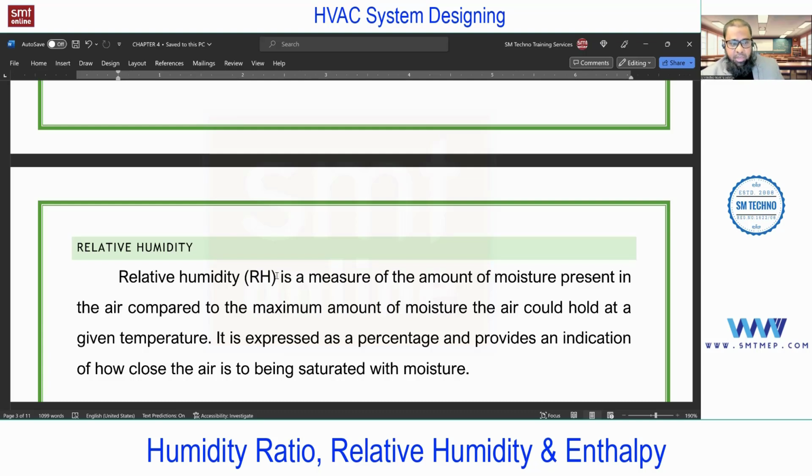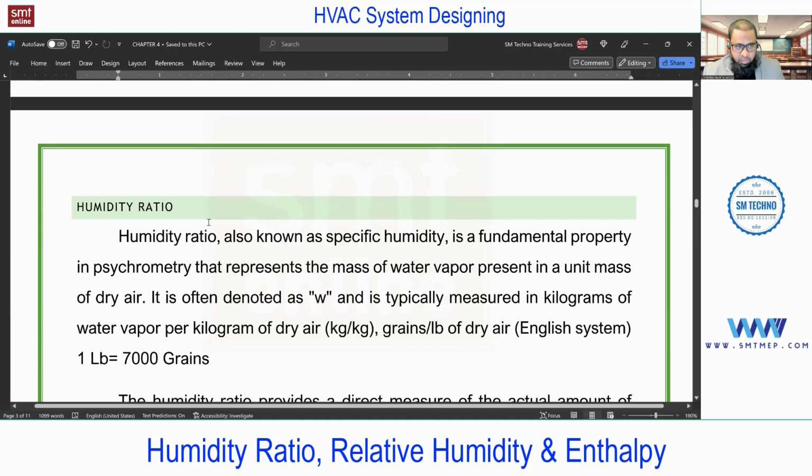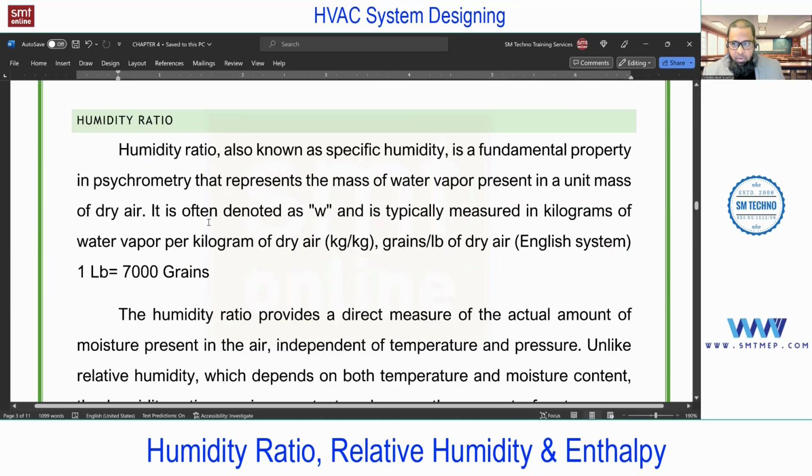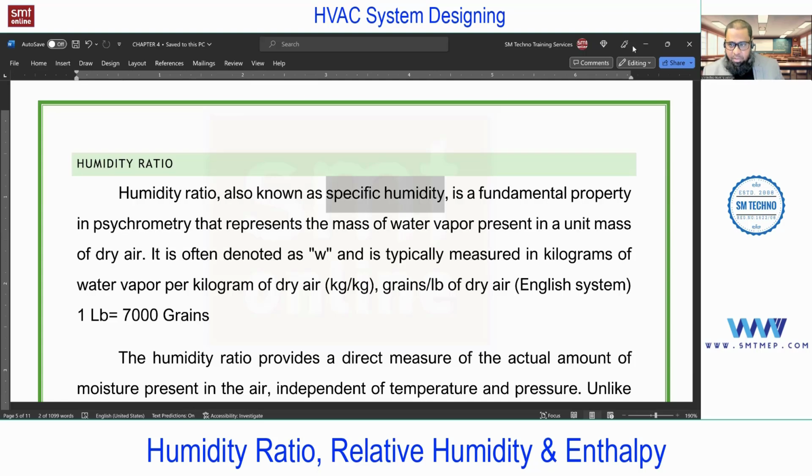Then what is relative humidity? The name will give you some idea. Relative means it's relating with something. So better to discuss first humidity ratio, then relative humidity. First, let me explain humidity ratio. Then we'll talk about relative humidity. So it's simple. Humidity ratio is what? Also known as specific humidity. Specific means per unit, no? Per unit if you measure, that we can call as specific. So humidity ratio or specific humidity, both are the same.